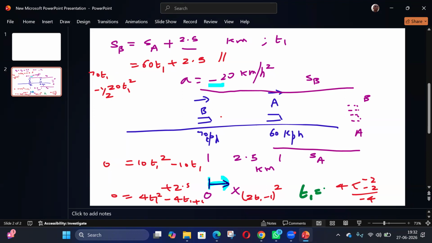Answer is T1 equal to half. Sir, can we take average speed for both of them, get the common speed and divide it by the displacement to get the time? No, this is the important logic.